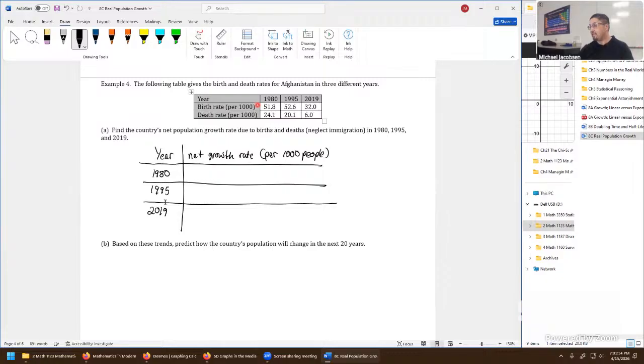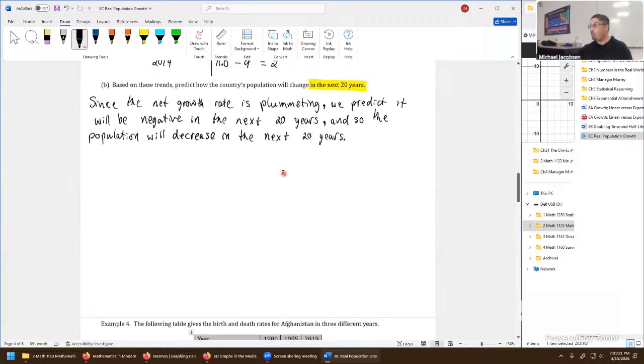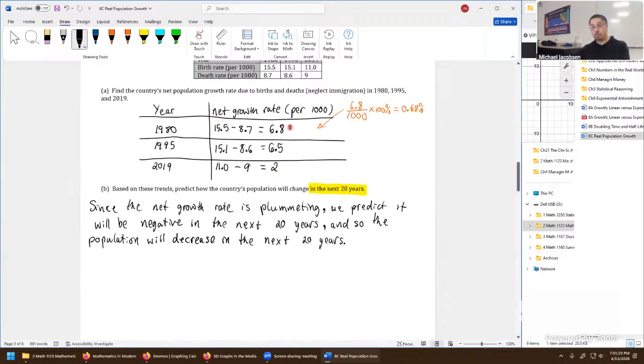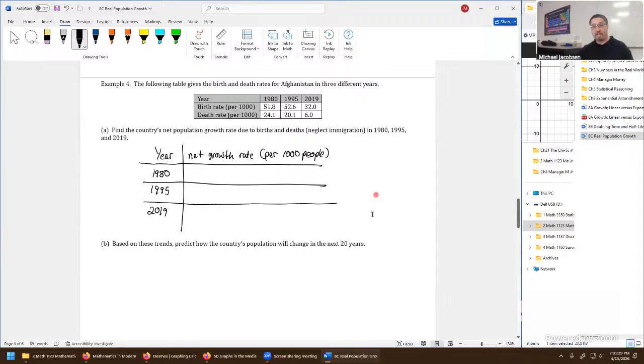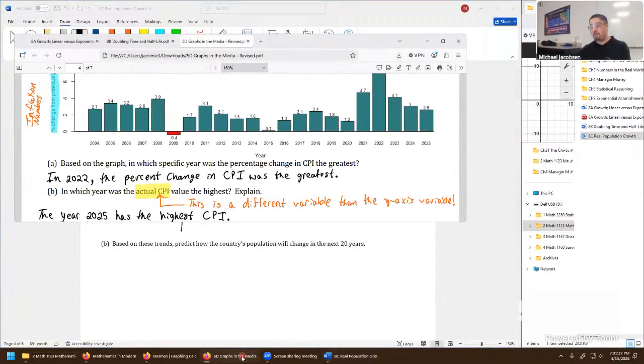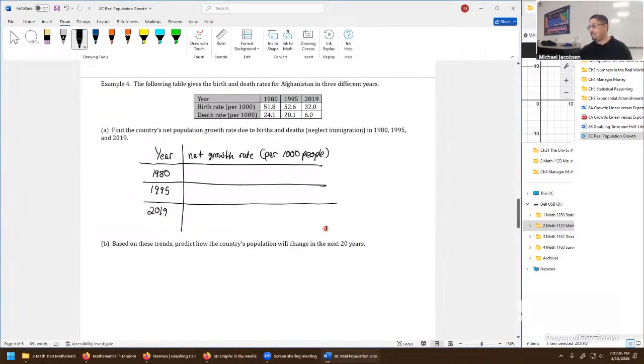and 2019. And also to emphasize, you don't have to do it as a table. As long as you put in the right information, you say which year belongs with which net growth rate, and it's easy to read what you mean, then it's completely fine to convey your information in a different way. And hey, if you like the bar graph, you can put it in as a bar graph as well, much like in this CPI problem here.